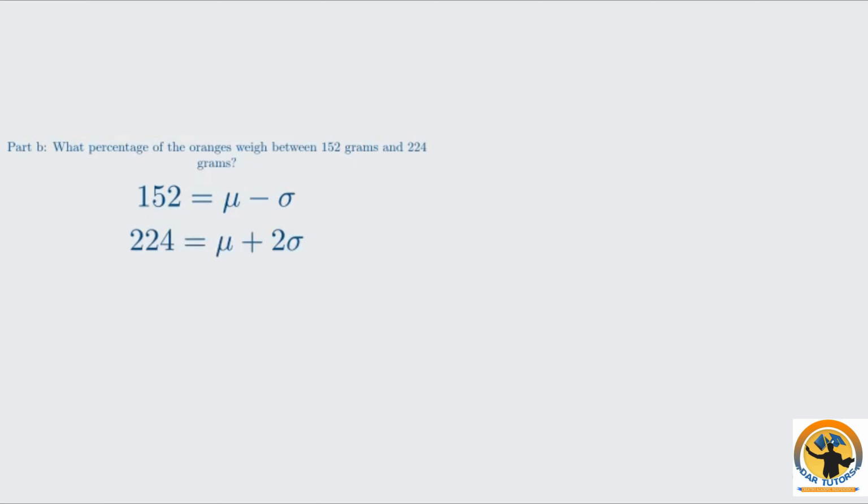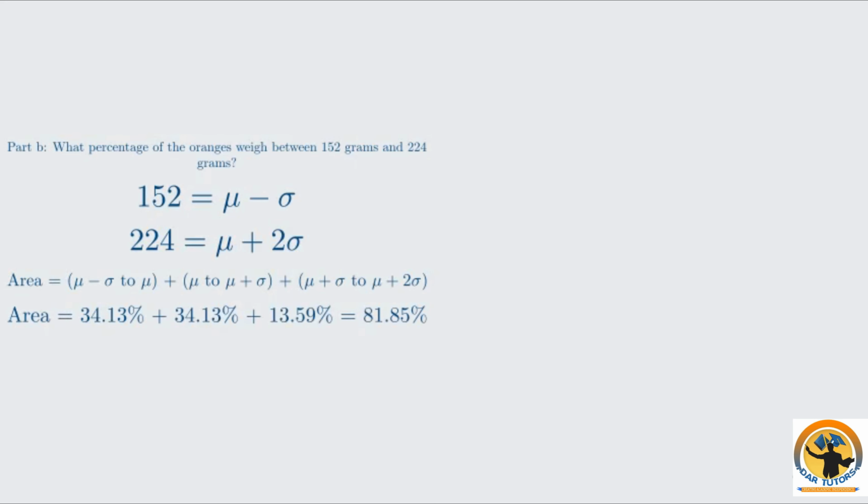The second part of the question asks for the percentage of oranges weighing between 152 and 224 grams. We just found these are mu minus sigma and mu plus 2 sigma, respectively. The area between them is 34.13% plus 34.13% plus 13.59%, which is about 81.85%. This problem demonstrates how to reverse the process, using probabilities to find the parameters of the normal distribution, a crucial skill for more advanced IB problems.